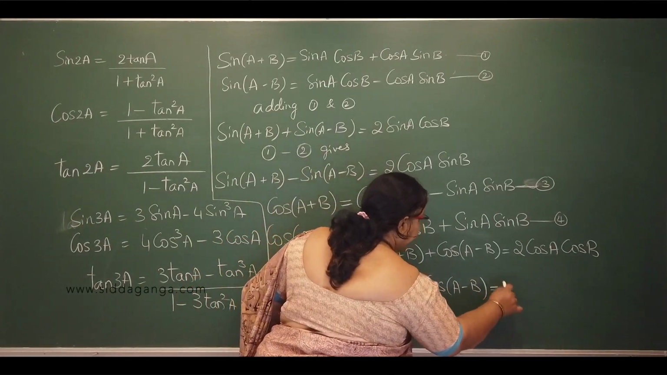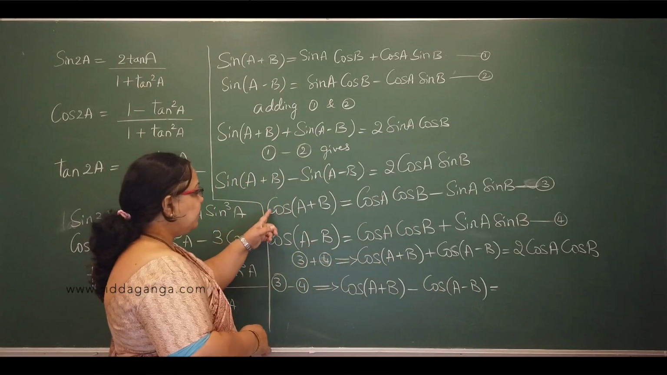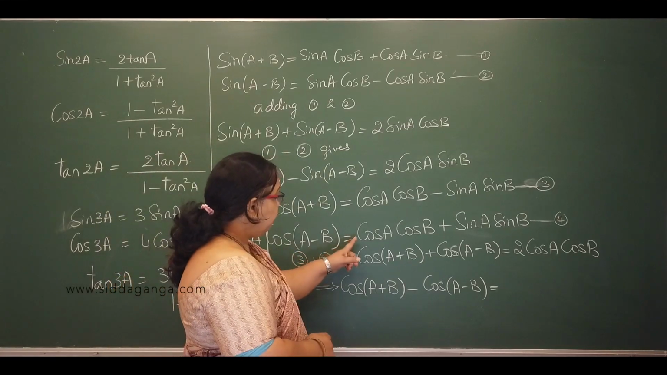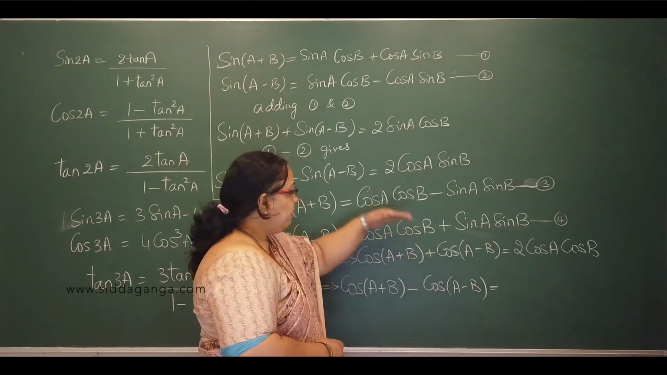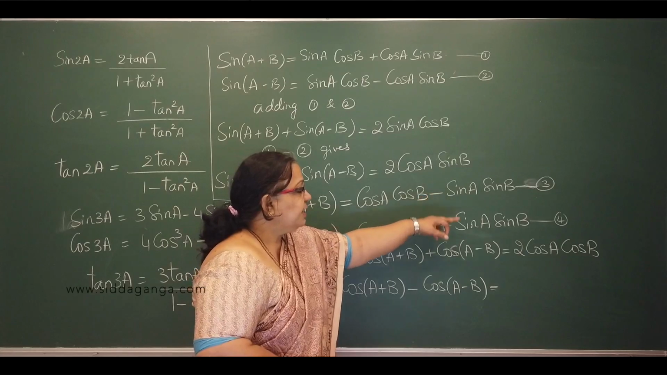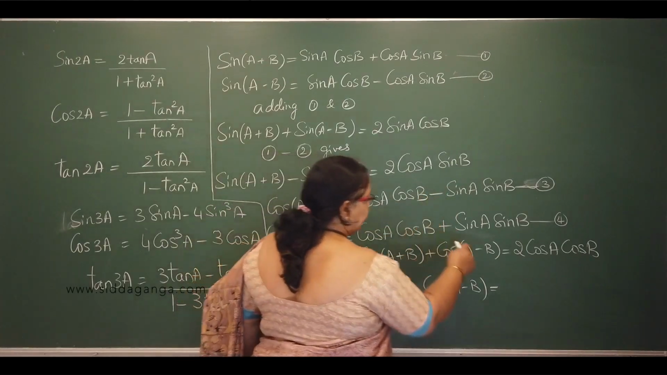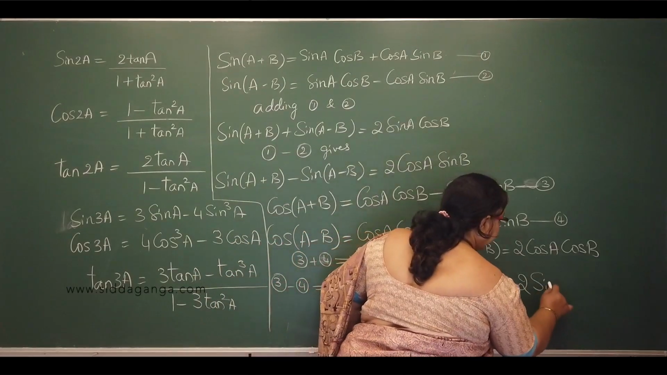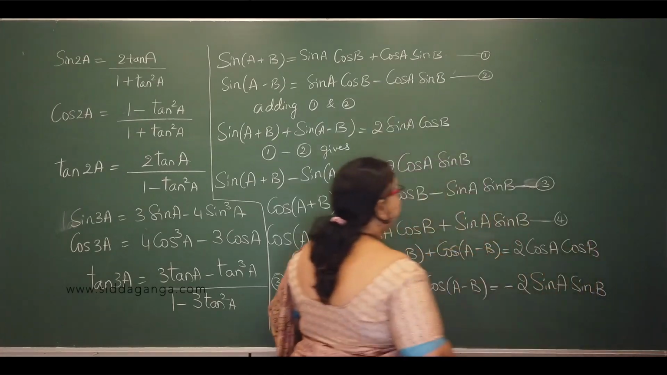Then when we subtract, multiplying with the minus sign for this formula, the first term becomes minus and this also becomes minus. When we add, these two results get cancelled and the second term results add up with a negative sign, that is minus twice sin A into sin B.